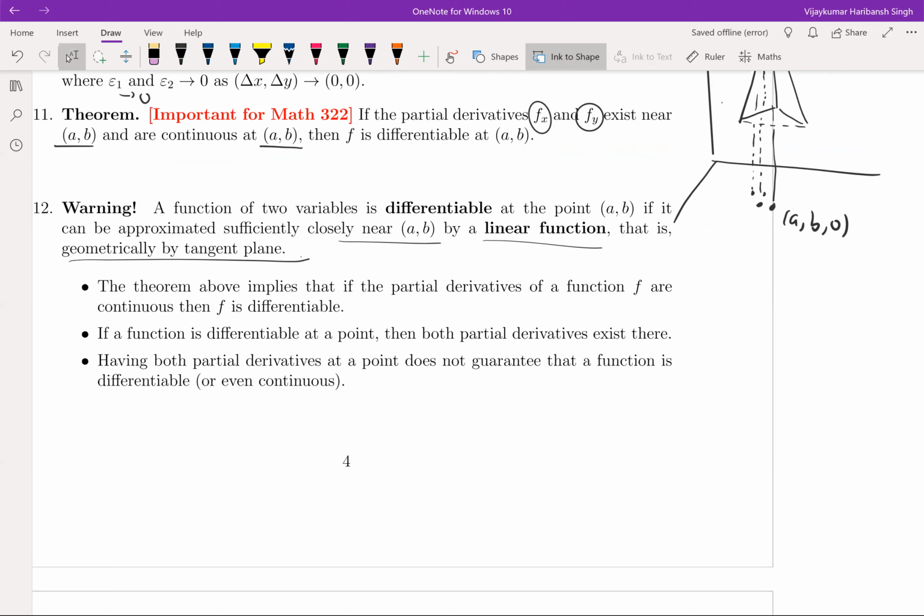Another thing is the following. The theorem implies that if partial derivatives are continuous, then f is differentiable. If f is differentiable at that point, then the partial derivatives exist there. However, if the partial derivatives both exist at a point, that does not guarantee the function is differentiable. Forget about differentiability, it does not even guarantee that the function is continuous. So the existence of partial derivatives does not tell you the existence of the derivative.